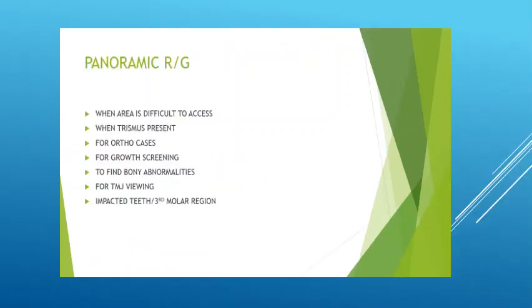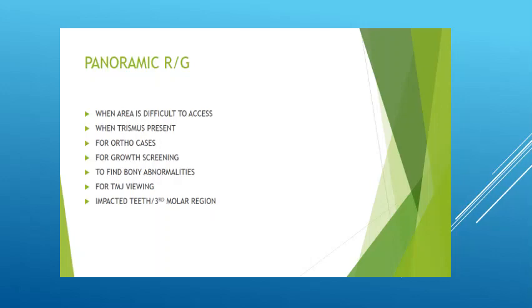panoramic radiograph. In case of panoramic radiograph, we use it basically for assessment of growth of children and adolescents, to view in the mixed dentation period. So whenever there is mixed dentation and we have to evaluate the third molar condition, like growth screening, we use this option in growth screening. Then in edentulous patients, we use panoramic. Then whenever there is trismus, we take this panoramic. Whenever the area is difficult to access, we take this.